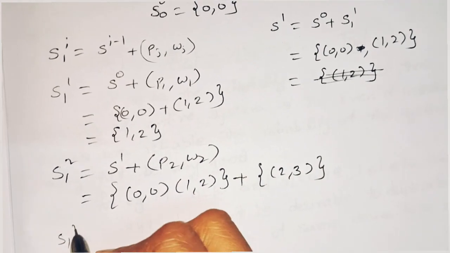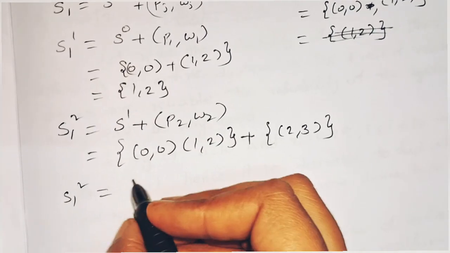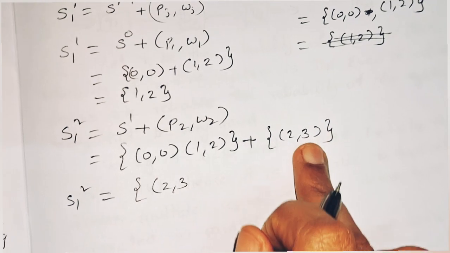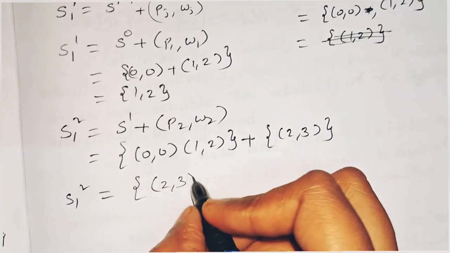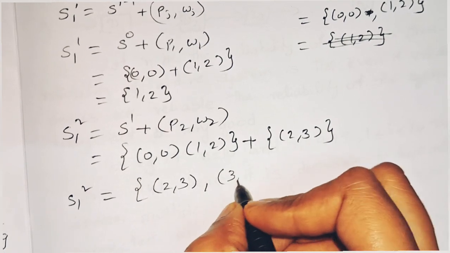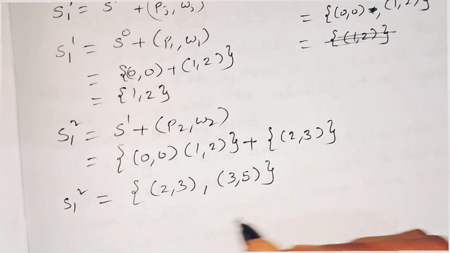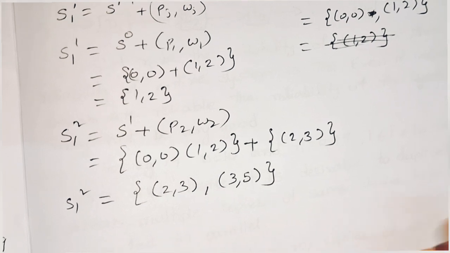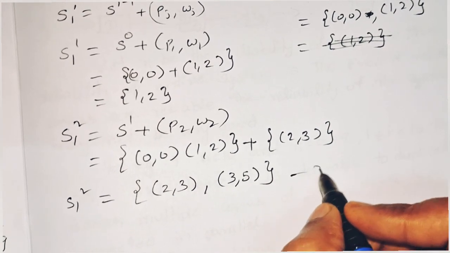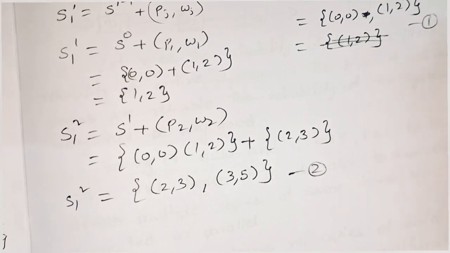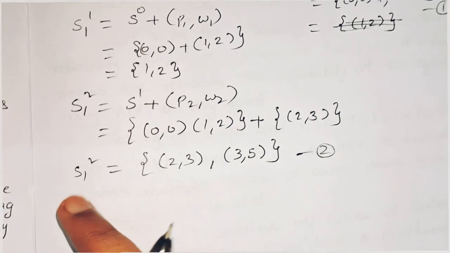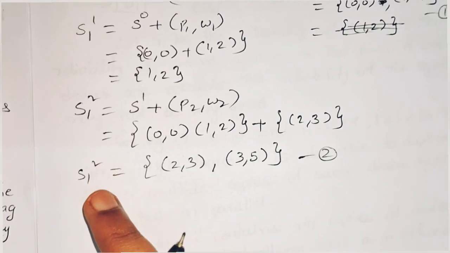So S12 equals to 2 comma 3. So we are adding this set with these values, and so 1 comma 2 plus 2 comma 3 is 3 comma 5. Okay, so this is the second value and first one. So first we have calculated the second item weight here.